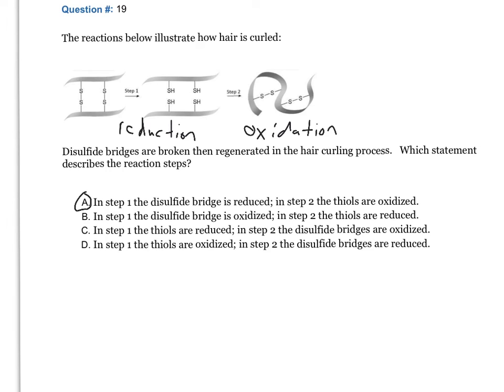C, there's your options, reduced, reduced. So the reason C's incorrect or tricky: these are disulfide bridges. These are thiols. A thiol is alcohol-like, but instead of oxygen, you have sulfur. So pay attention. These are disulfides. In the name, di for 2. And then here are the thiols.